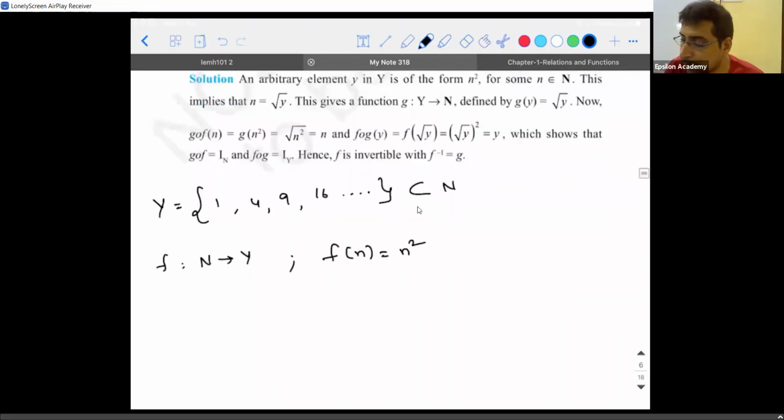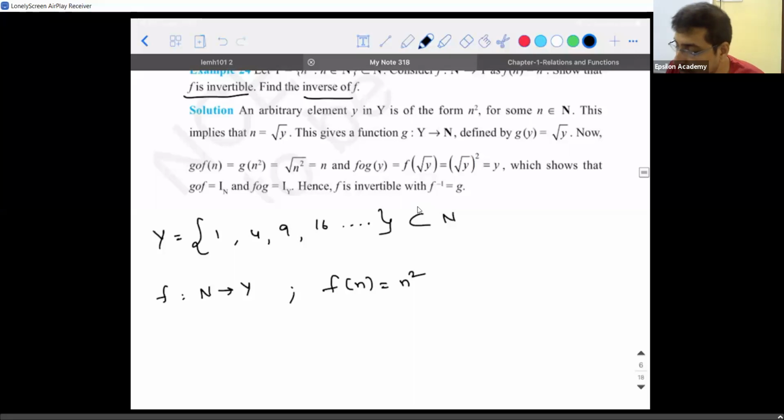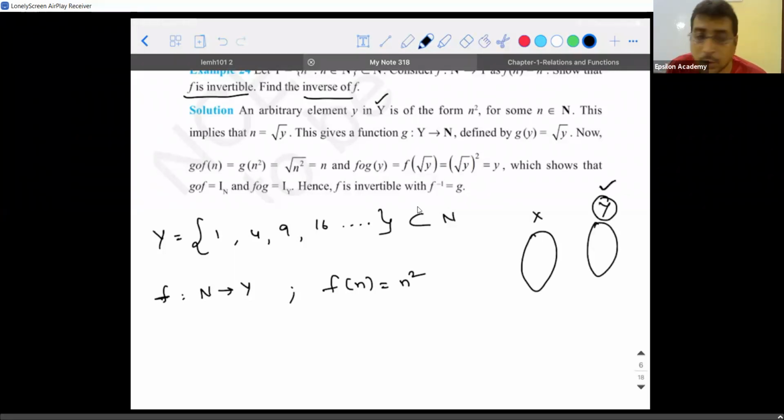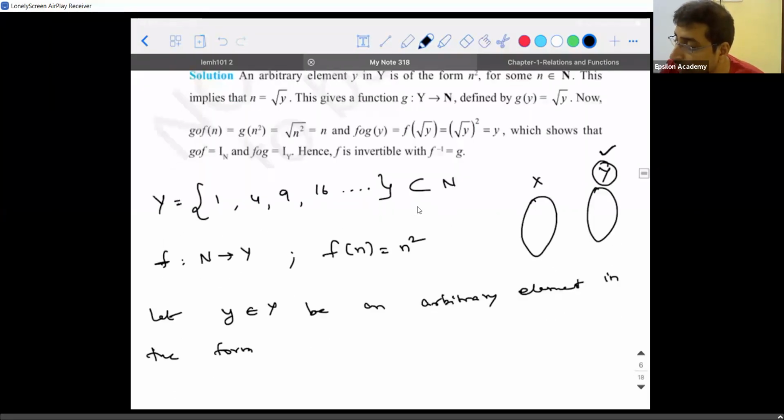So what are the steps to be followed, guys? We have to find g circle f. You have to start with the output element. So set x, set y. You have to start by considering an element from the output set. Let y belong to capital Y, an arbitrary element. In which form? How will the numbers here be? n1 square, n2 square, n3 square. It will be in the form of n square, for the value of n that belongs to capital N.